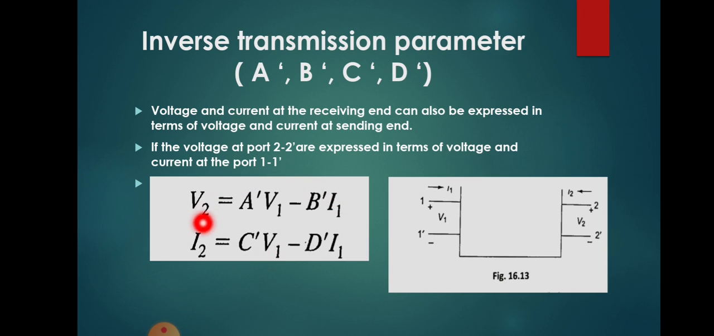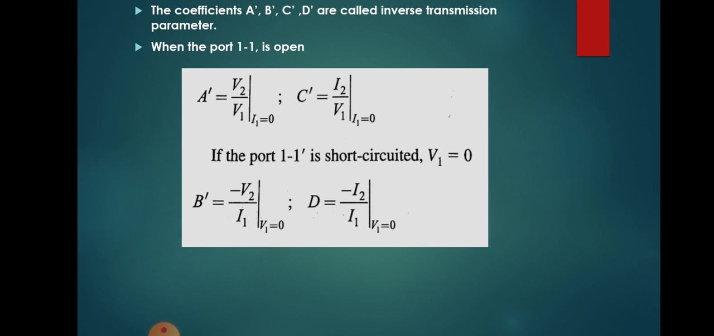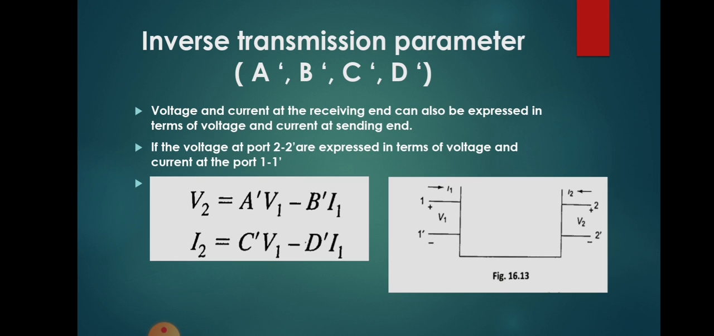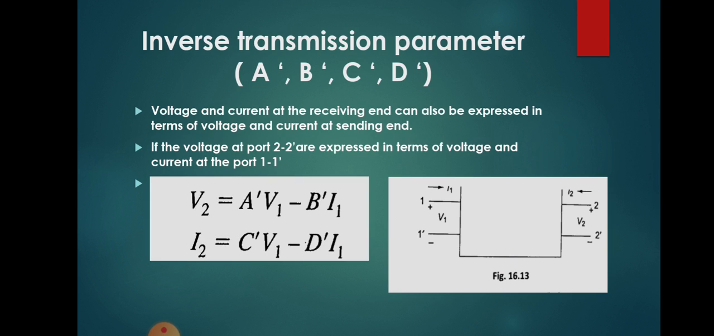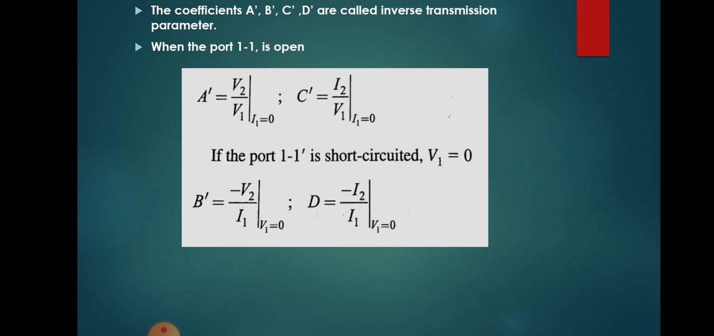This equation can be represented in matrix form: V2, I2 will be the first matrix, equal to the second matrix A dash, B dash, C dash, D dash, times the third matrix V1 and minus I1. Here the coefficients A dash, B dash, C dash and D dash are called inverse transmission parameters. Here also we will get the different inverse coefficient parameters by open circuiting or short circuiting the 1 dash port.